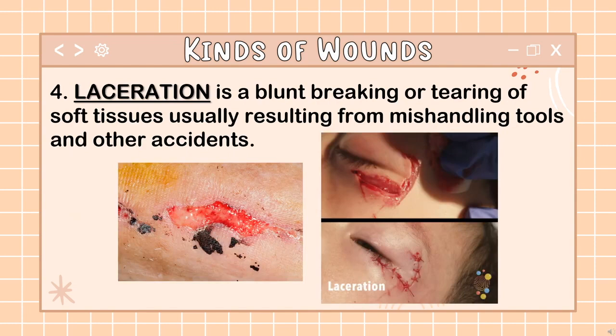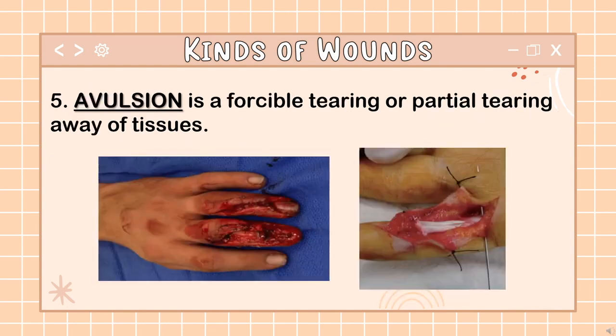Fourth is laceration. Laceration is a blunt breaking or tearing of soft tissues, usually resulting from mishandling tools and other accidents. And the last one is avulsion. Avulsion is a forcible tearing or partial tearing away of tissues.